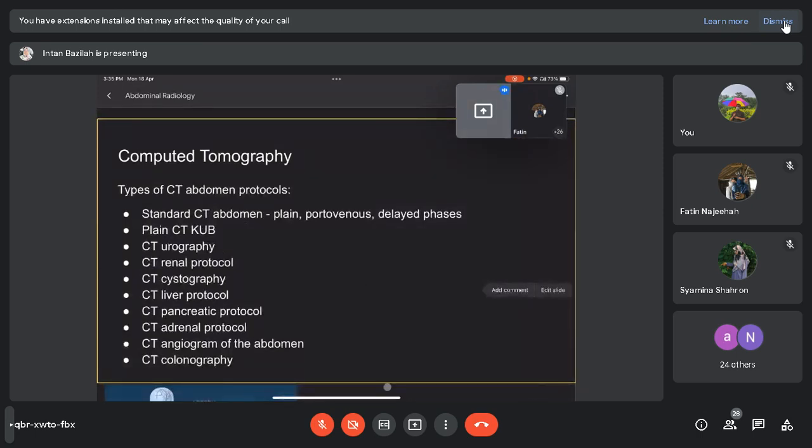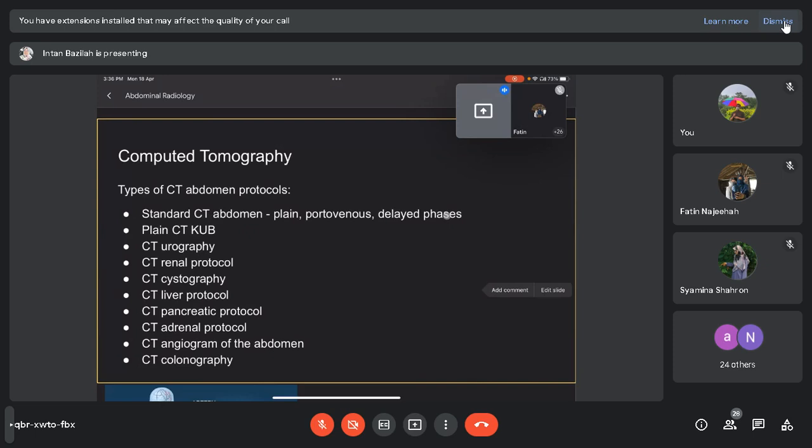So there are a lot of protocols that I can't cover all. Basically, for a standard CT abdomen, we do plain, portal venous and delay phase. This is the standard one. If you want to look for gallbladder empyema or intra-abdominal collection or anything like abscess, this is just a standard protocol.